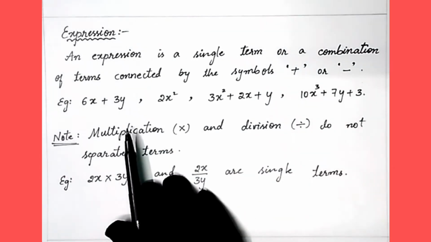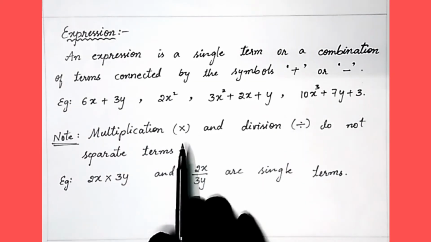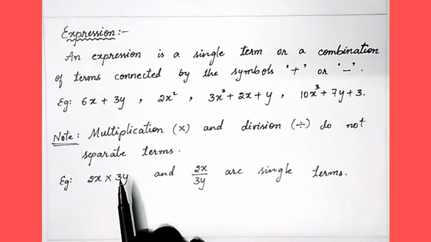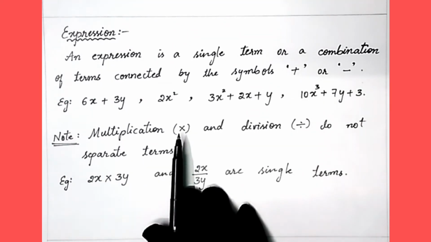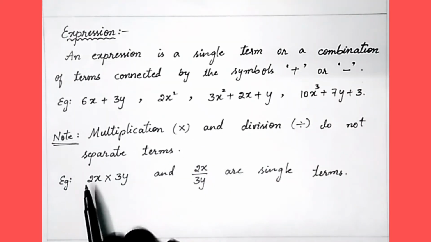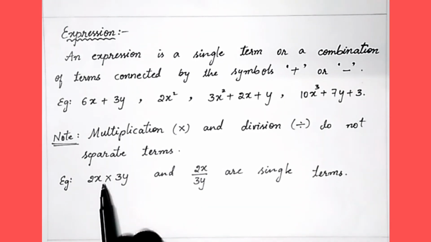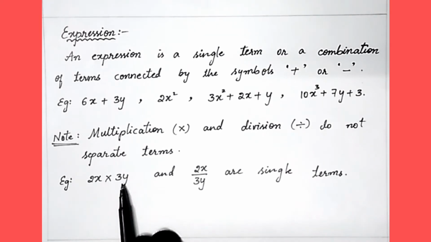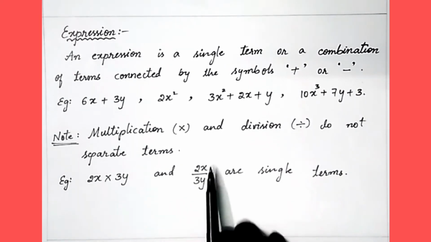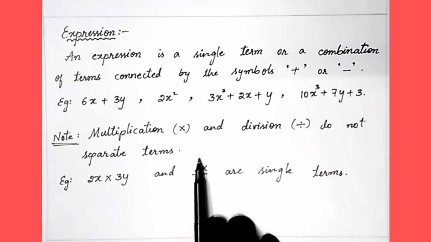One more important thing about the expression is that multiplication and division do not separate the terms. If in between two terms the sign is a multiplication sign or division sign, this will not separate the terms. Like 2x into 3y. This will be a single term. This multiplication sign cannot separate these two terms. And the next example is 2x by 3y. So this division sign will not separate these two terms. This is also a single term.